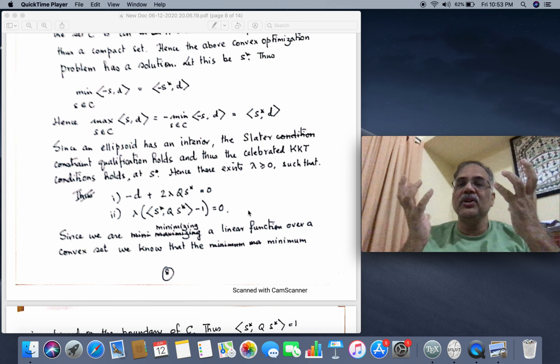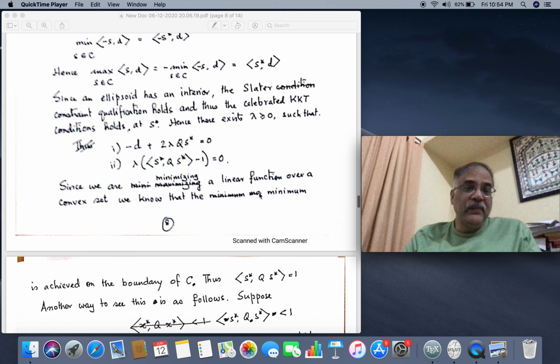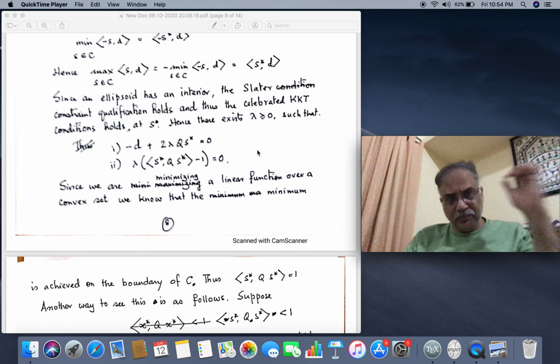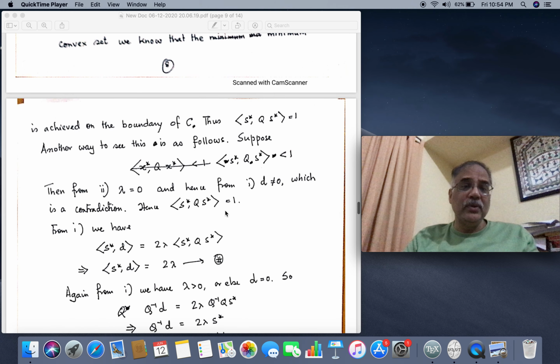Assume that it is strictly less than 1. If it is strictly less than 1, then s star^T Q s star minus 1 is negative. To make the product 0, lambda must be 0. Once lambda is 0, you will have d equal to 0, because we started by taking d not equal to 0. If I take d equal to 0, there is nothing to prove; it is 0 anyway. So we are proving it for d not equal to 0, computing the value of sigma of d. Once I have lambda equal to 0, from this first equation I will have d equal to 0. If I take this to be strictly less than 1, lambda would be 0 from this equation, and immediately it will give d equal to 0, which is a contradiction. So this must be equal to 1.